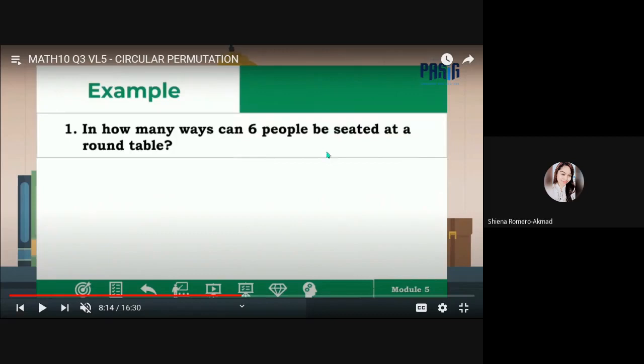Example number 1. In how many ways can 6 people be seated at a round table? So, anong formula gagamitin natin? N minus 1 factorial. And that gives us 5 factorial, which is equal to 120 ways.